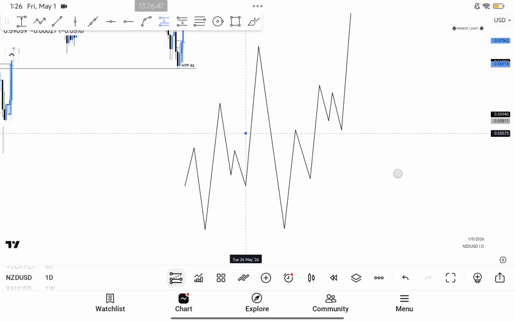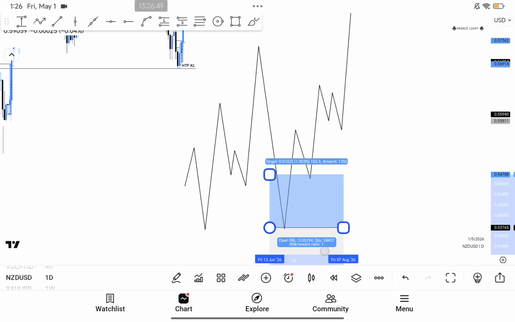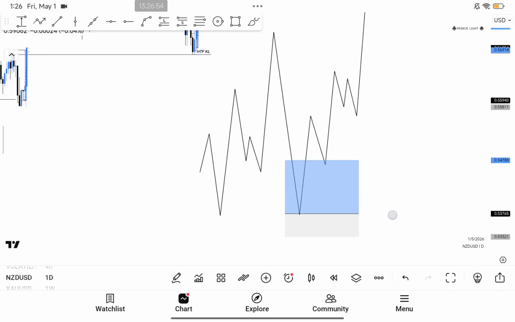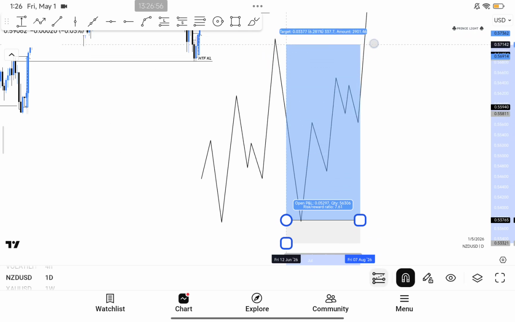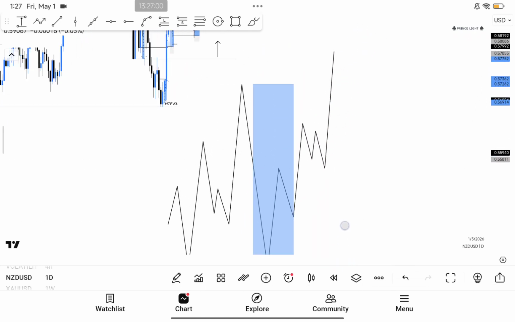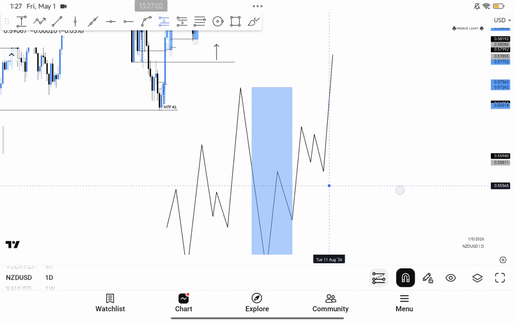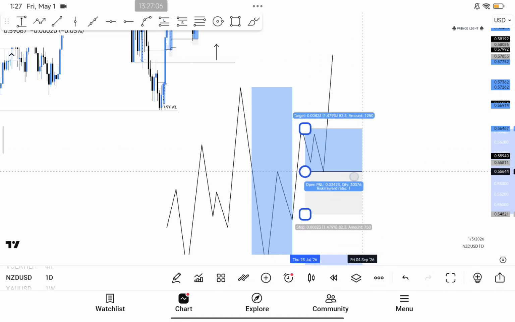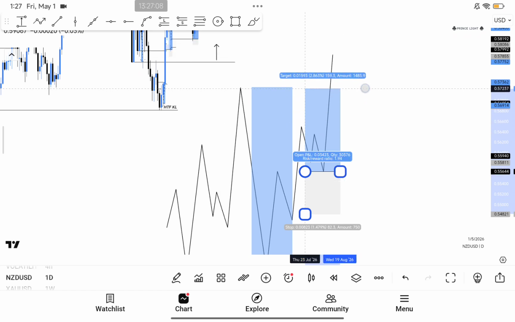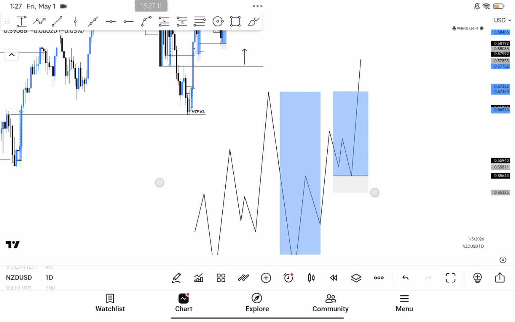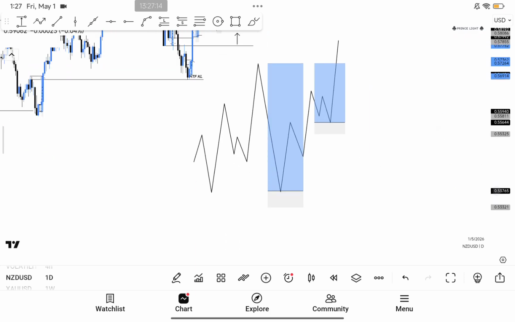You can see your first entry from here, stop loss below the low, target the previous high, 7R. Second entry from here, target the previous high. You can decide to give yourself 5R, or like that, you get your good setup, right?